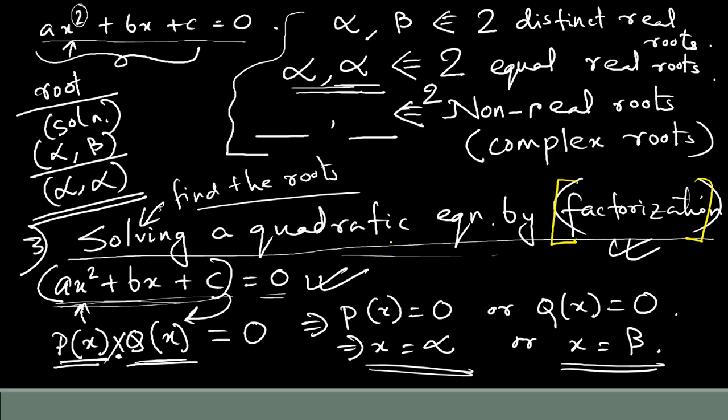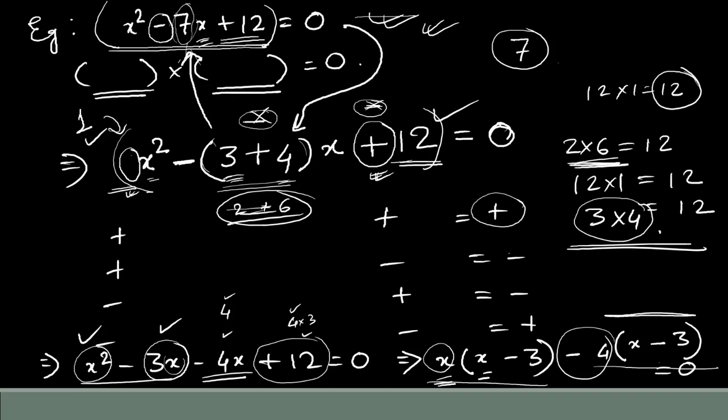The other one which we use is factorization. Let's say you have an expression ax square plus bx plus c equals 0. We need to express this term ax square plus bx plus c as two linear terms, like px times qx. And that's when we will do px equals 0 or qx equals 0. We will get alpha and beta from there. I discussed an example here of how we do factorization. I will discuss it more in the examples when I solve.